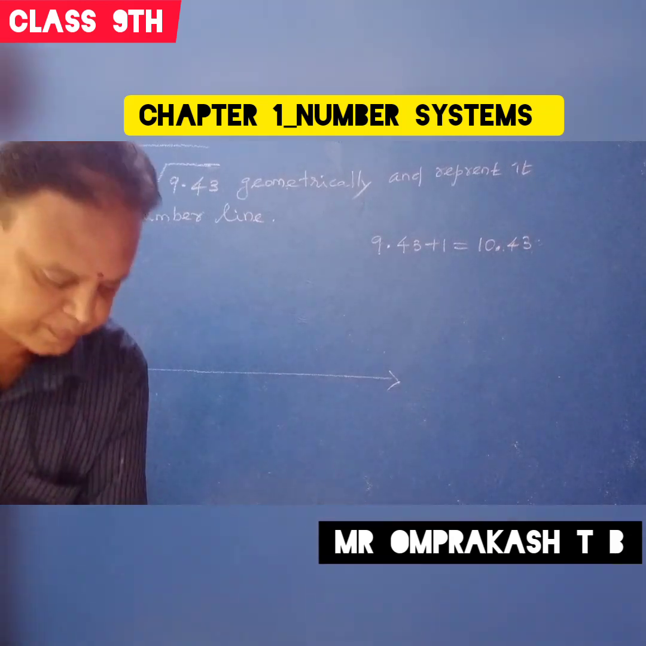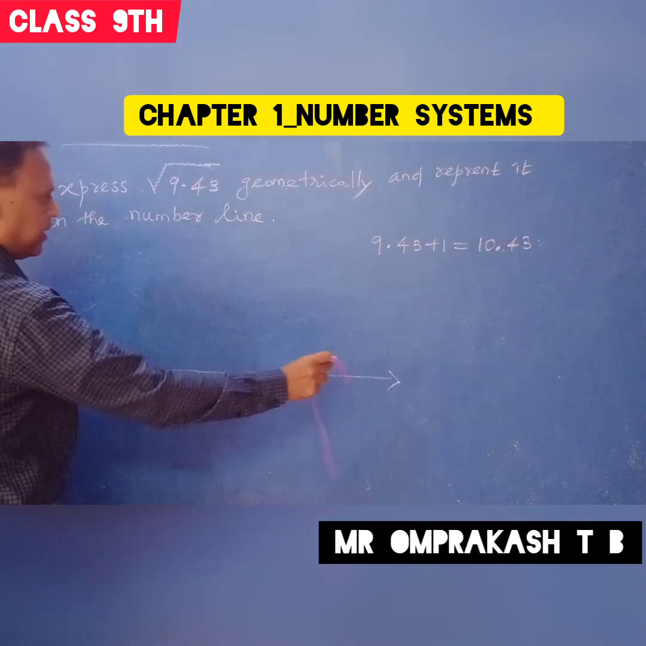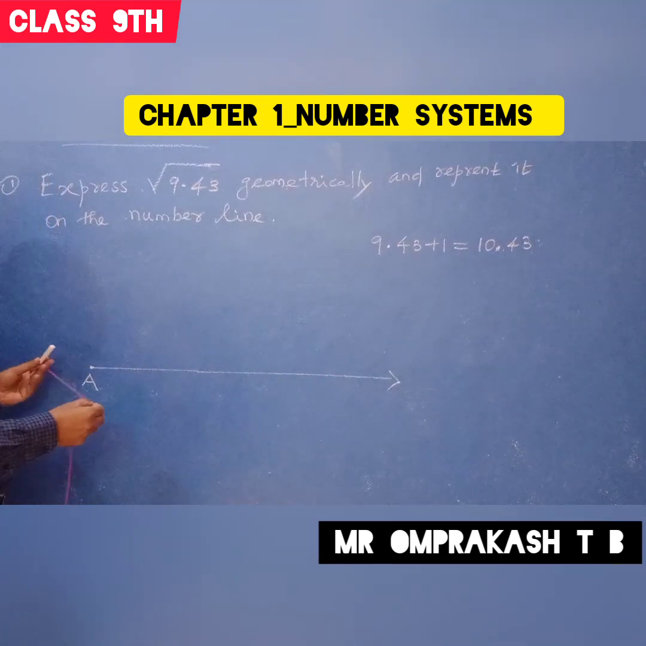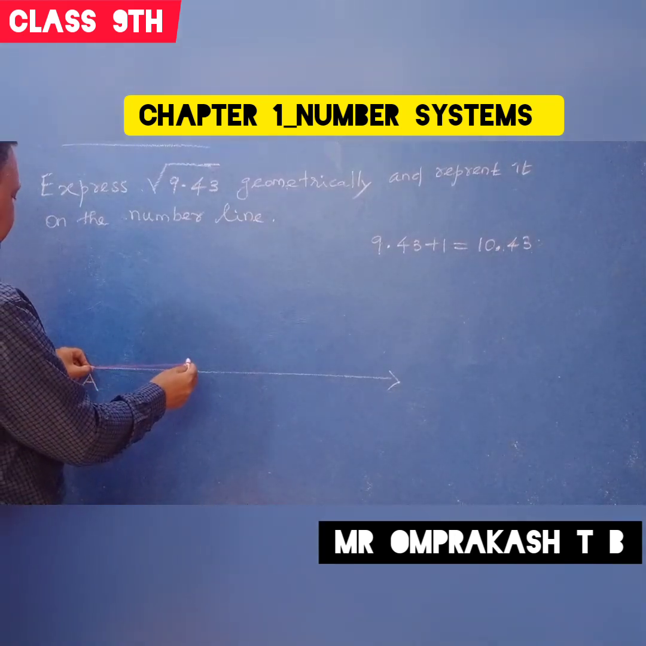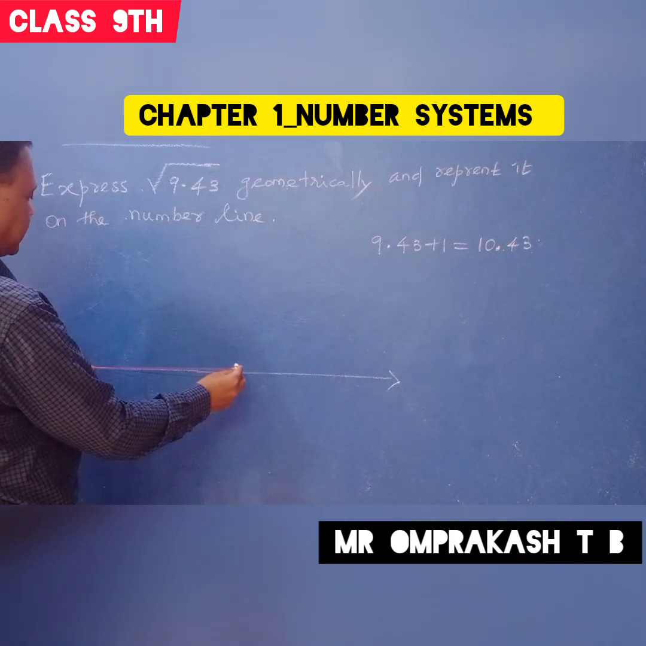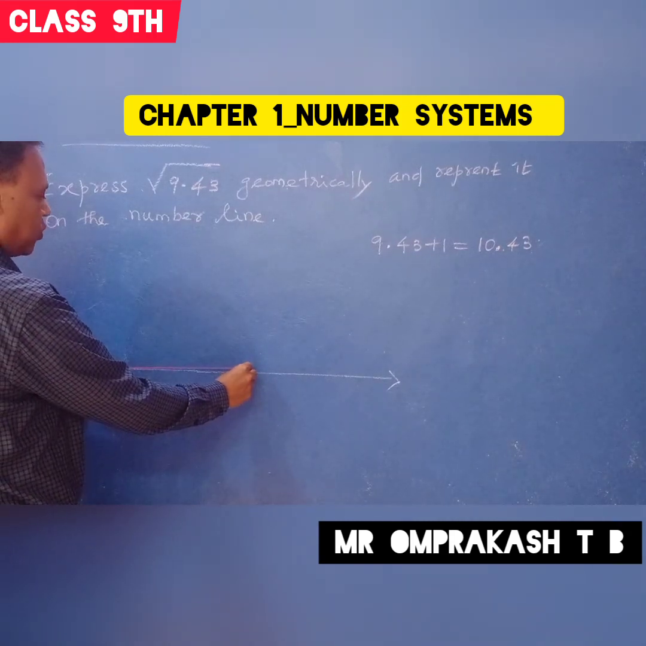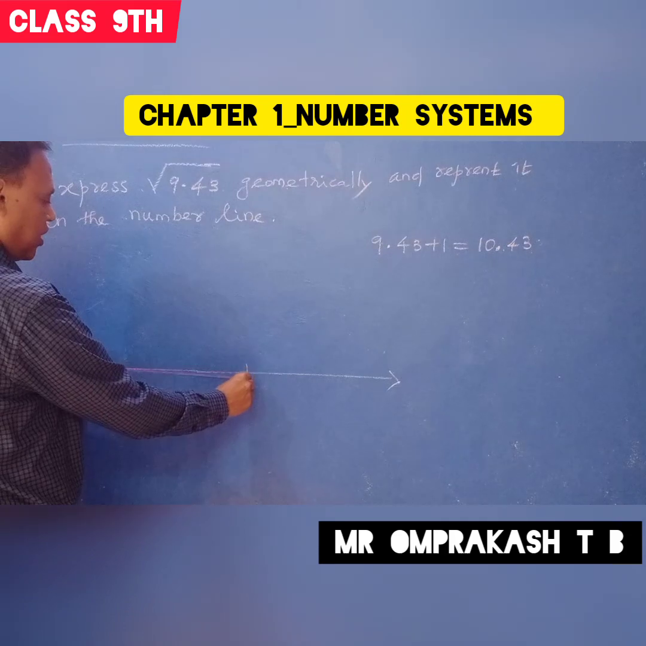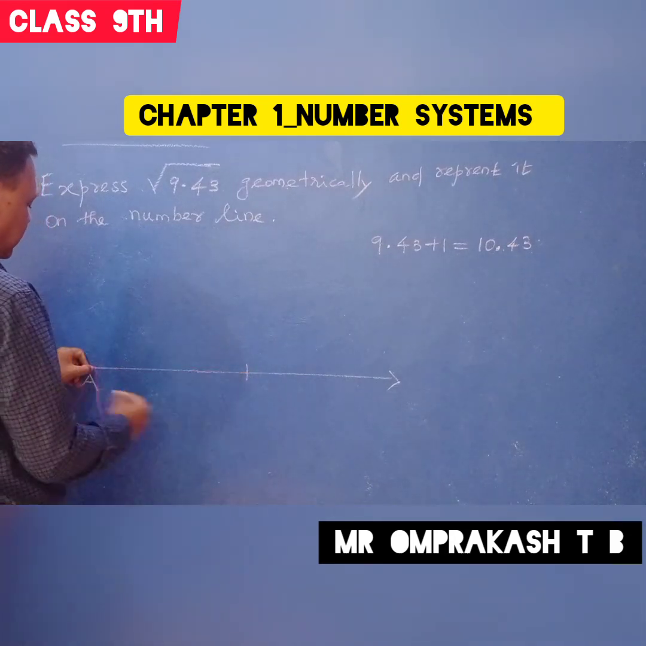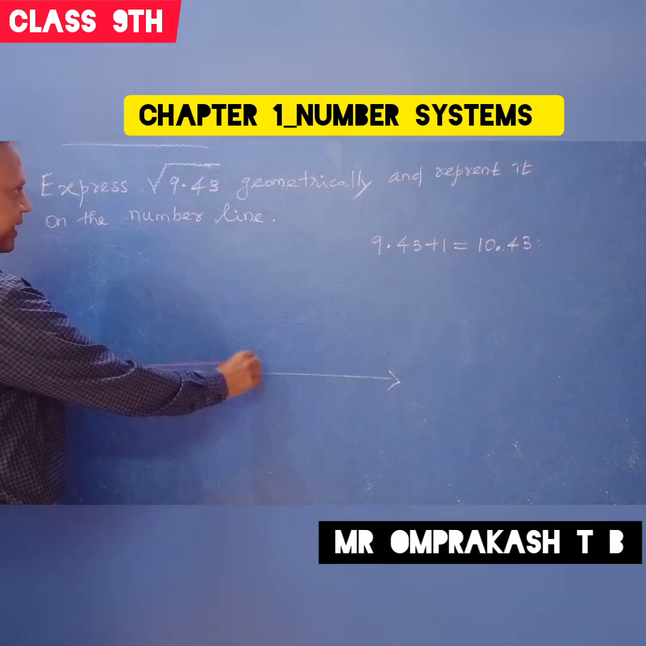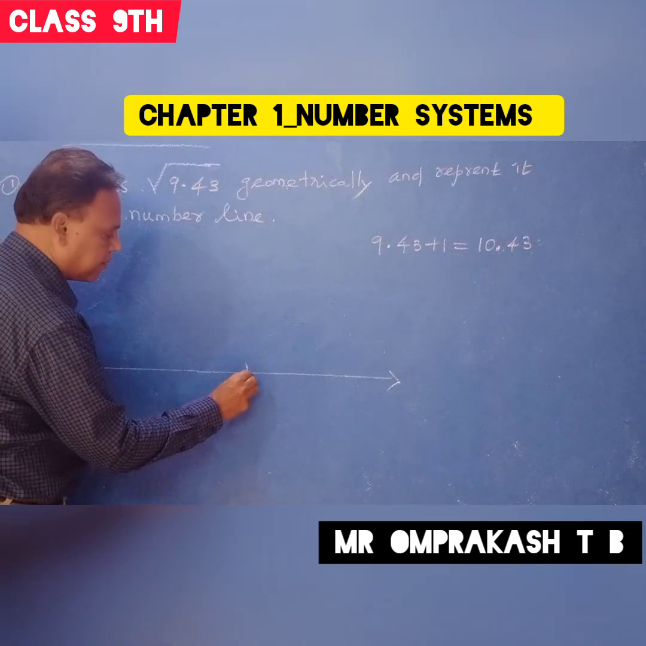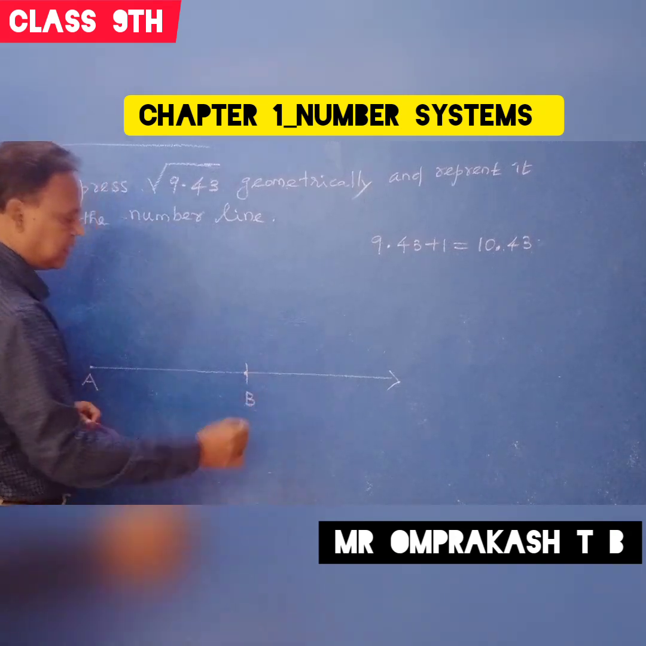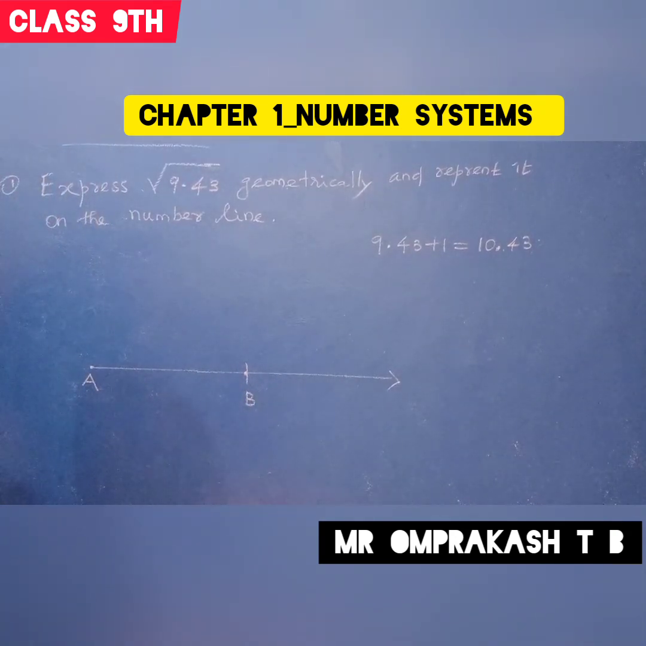You draw a ray. Then you take a compass with A as the center, and the radius is 10.43. Draw one arc, and you will get the point B here. This point is B.